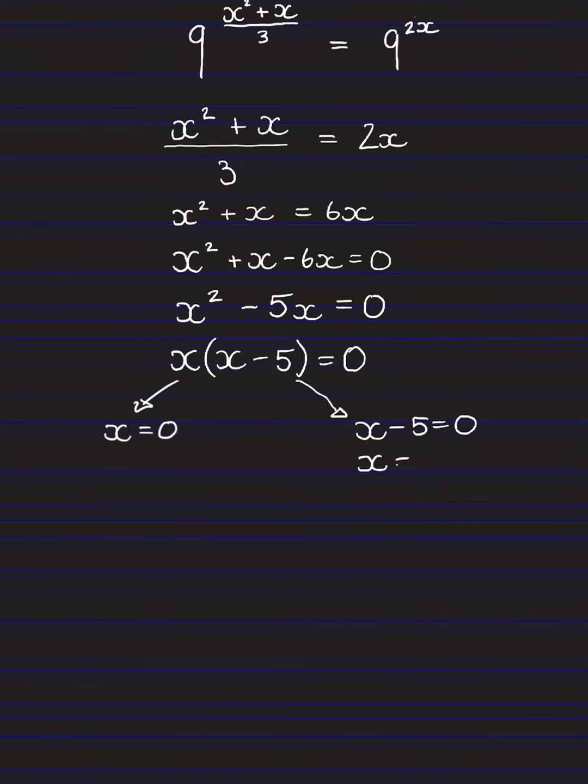And then we find out that x is equals to 5. So that means that x either has a value of 0 or it has a value of 5. It's not 0 and 5 at the same time. It's either 0 or it's 5.